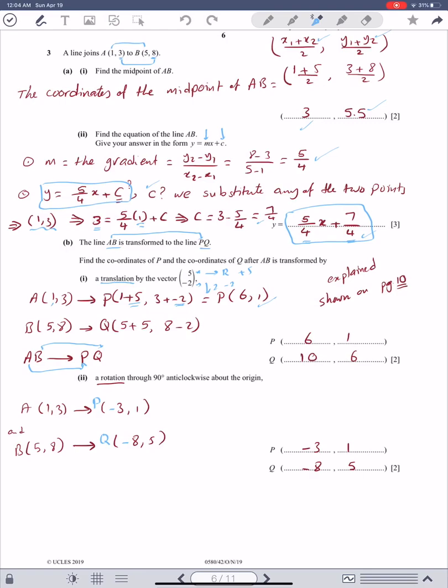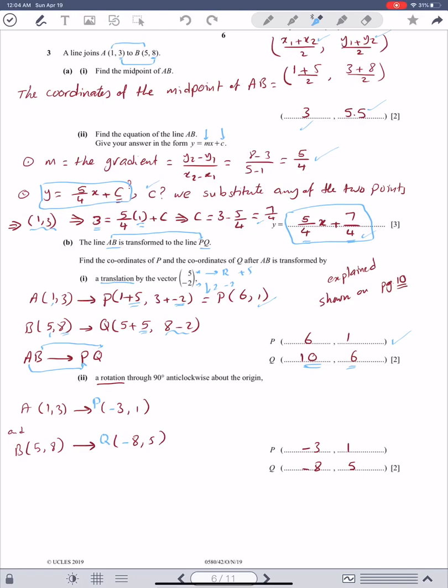So the coordinates of P is 6, 1, and the same for 5, 8. The x coordinate will be adding 5, which is 10. The y coordinate is 8 minus 2, which is 6. And this will be more clear now after I finished. I wrote this here, but just to help students who are struggling or don't understand this, I did this in a different, detailed way on the last 2 pages.